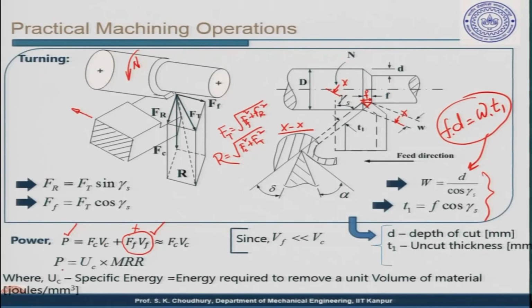Power can also be expressed through Uc and the MRR. Uc is the specific energy, and MRR is the material removal rate. Specific energy is the energy required to remove a unit volume of material, and it is given in joules per millimeter cube. So, Uc and this is the MRR.